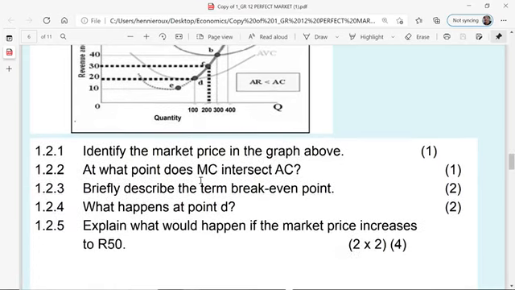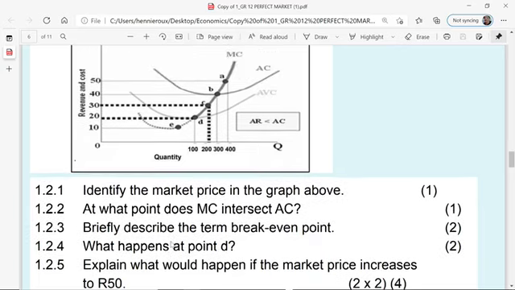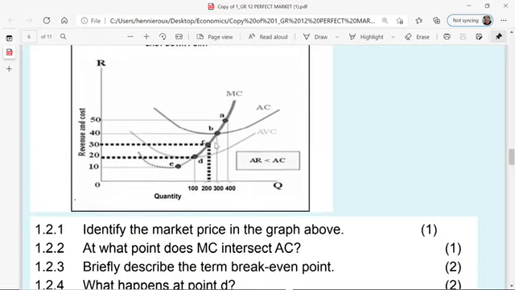Explain what would happen if the market price increases to 50 Rand. So it's 30 Rand. What's going to happen if that price increases to 50 Rand? The market price increases to 50 Rand, meaning you've now got to sell at 50 Rand. At 30 Rand, we note that our cost is above the revenue, meaning my cost is more than what I'm earning. So if I'm spending more than what I'm earning, I'm making a loss.